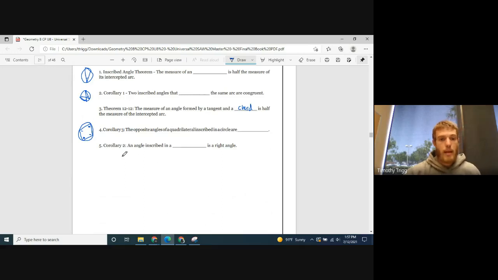Corollary 2, an angle inscribed in a semicircle is a right angle. So what that's saying is if you have a circle and you have a semicircle, so that's cut in half, and then you have an inscribed angle that hits that, well, then this is a 90-degree angle. My picture's not the best, but there you go. And again, in this case, the hypotenuse here is the semicircle, or the diameter, which creates a semicircle. These will all make sense as we go over some examples, but right here it should be semicircle.